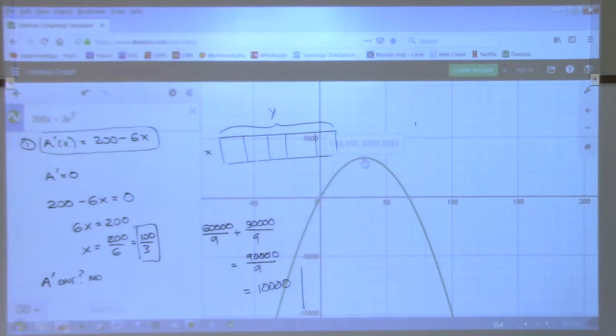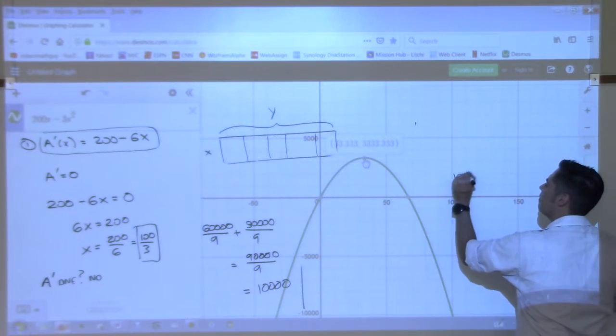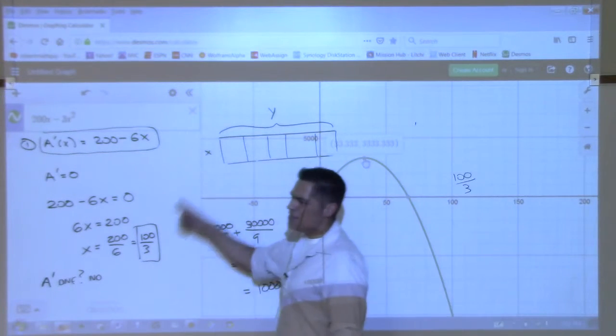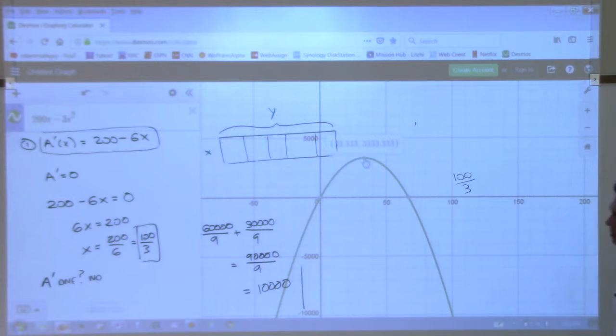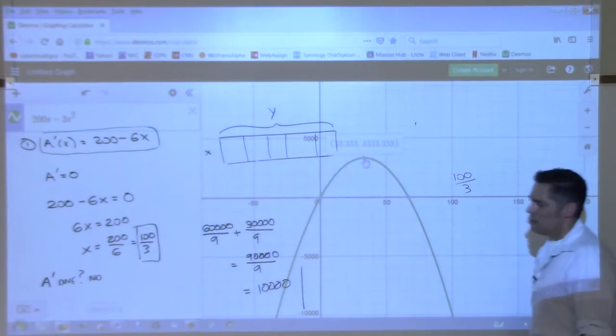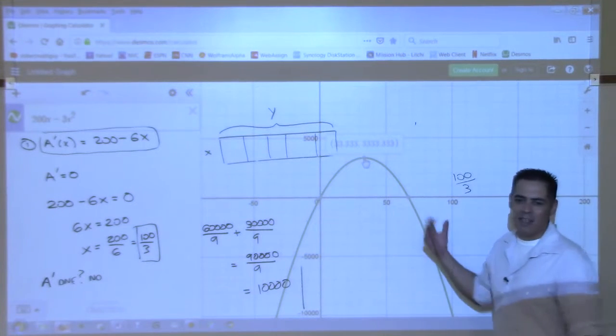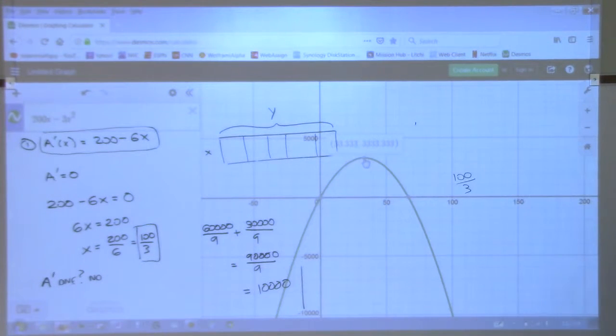Let's see what that point is on the top. So we knew it was 100 over 3, right? That's where our critical number was. Then we plug that into the original function. I got 10,000. It should be 3,333. Yeah, you know what? I don't care, honestly. It's just plugging that number in, and the main elements are that we found the critical number.